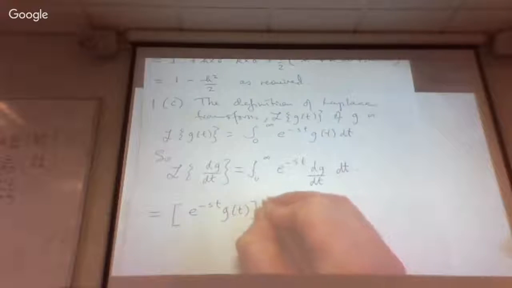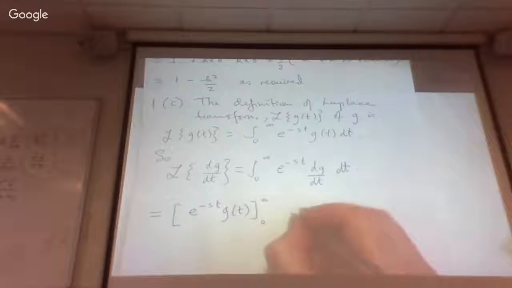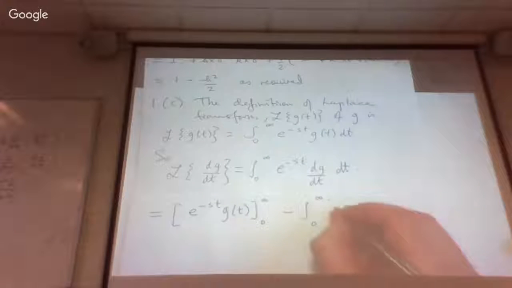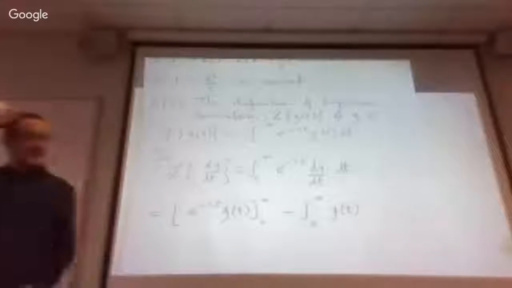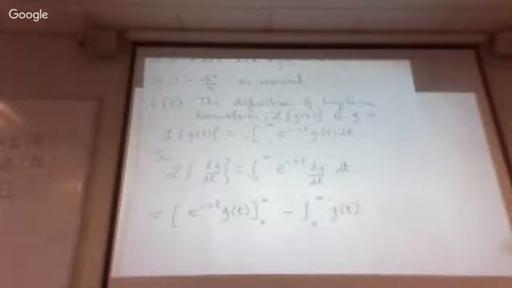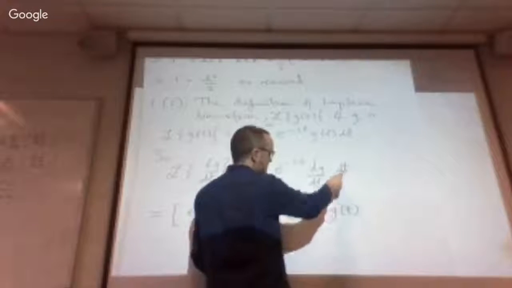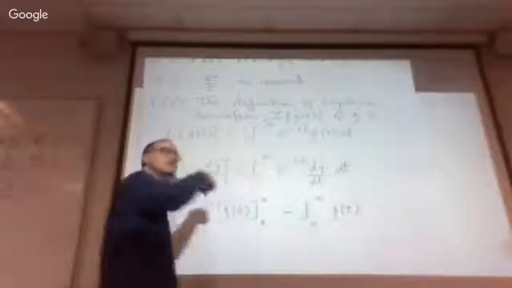And that's evaluated at 0 and infinity. Come back to that. And then we subtract the integral of g of t multiplied by the derivative of the other factor. And the other factor is e to the minus st, but the derivative with respect to t, because we're doing integration by parts on an integral with respect to t. So we're multiplying by the derivative with respect to t of e to the minus st.